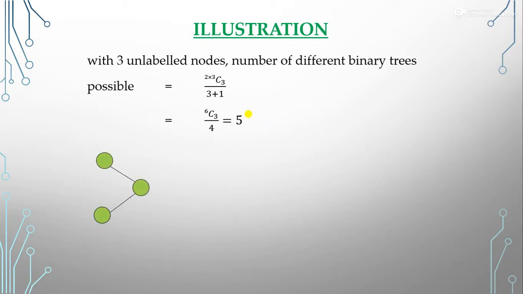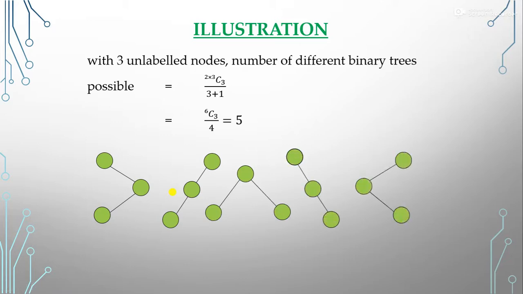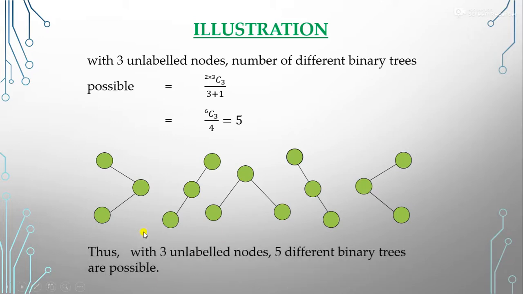You can show the trees like this, or this way, or this one. So you have a total of 5 different binary trees with 3 unlabeled nodes. If we have unlabeled nodes, we can form different binary trees.